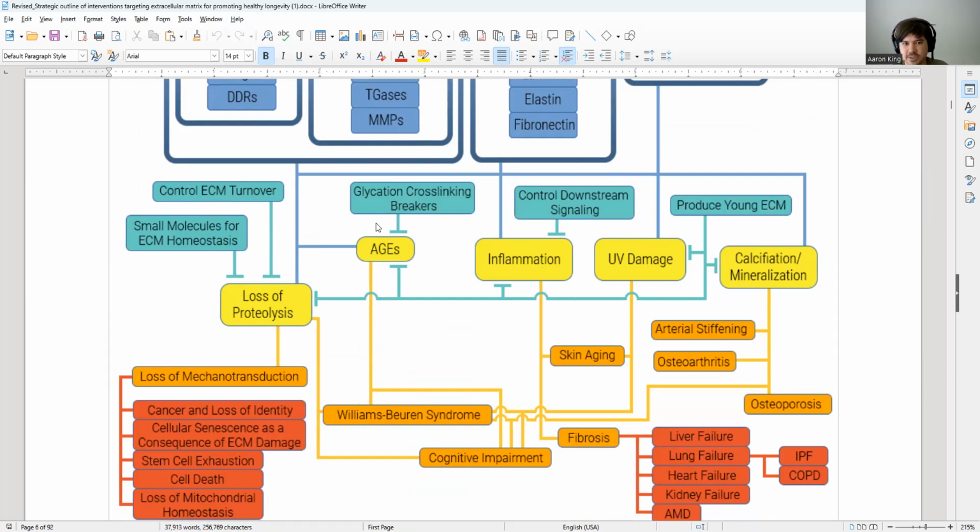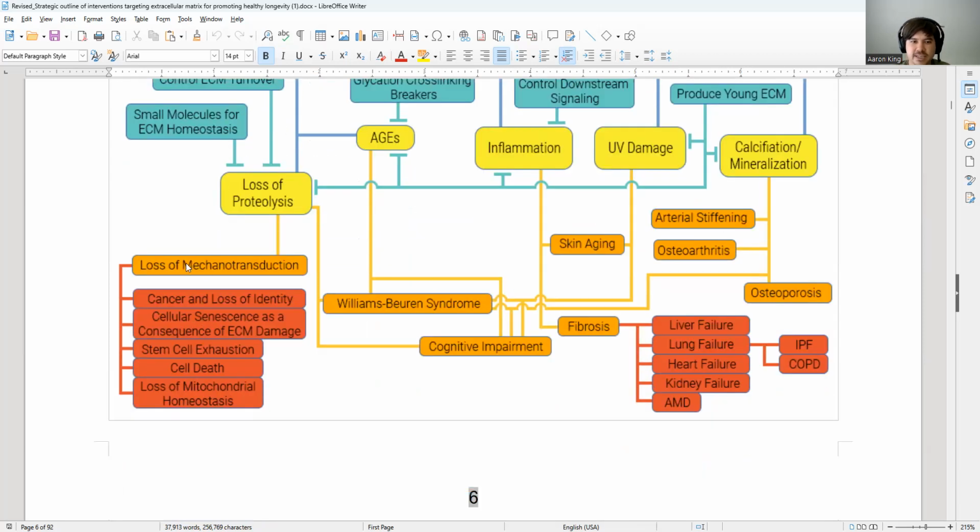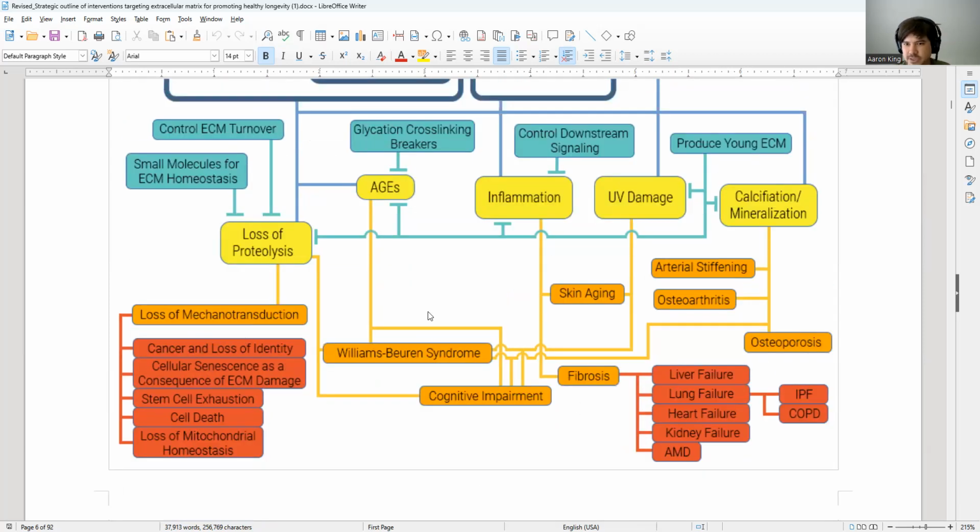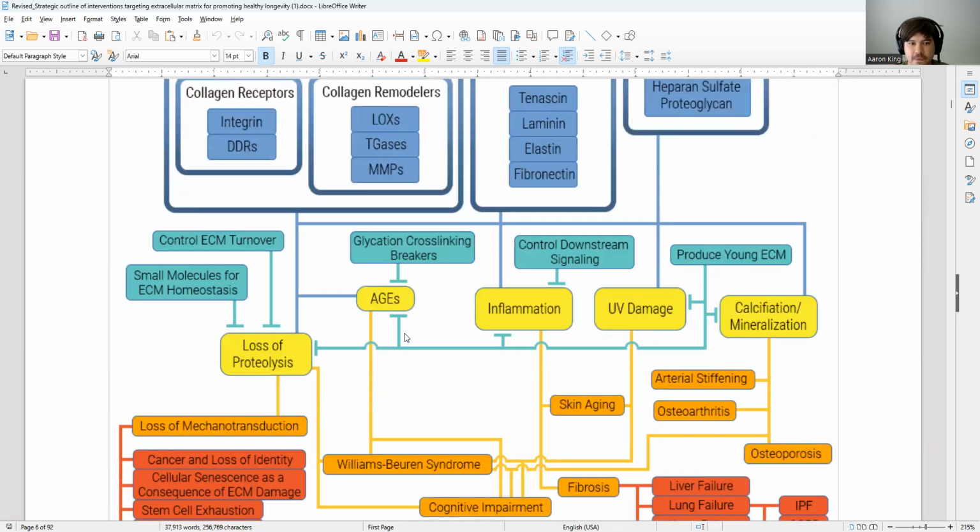There's a loss of proteolysis. Advanced glycation end products accumulate. There's inflammation. There's UV damage, ultraviolet damage. There's calcification and mineralization that occur. These yellow conditions then lead to these orange and red pathologies: Werner syndrome, cancer, cell death, heart failure, kidney failure, all these things that occur and destroy the human body as a result of the ECM degrading over time.